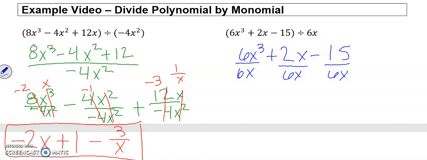So I know 6 divided by 6 is 1, so I'm just going to cross that out. Write 1. X cubed divided by x is x squared. 2 divided by 6 is 1/3. And x divided by x is 1, so those cancel out. Then I'm left with negative 15 divided by 6.